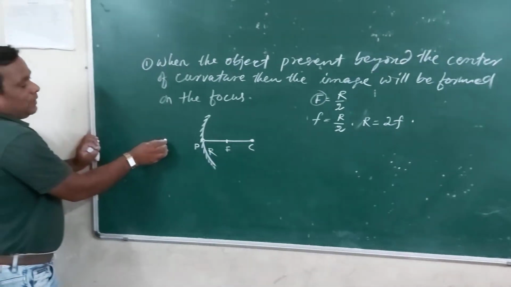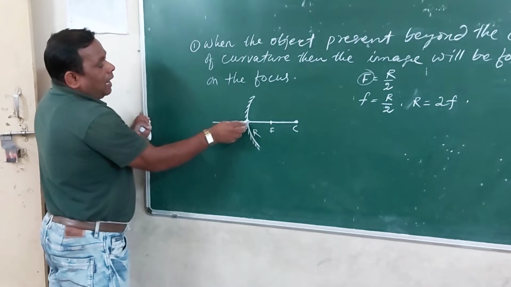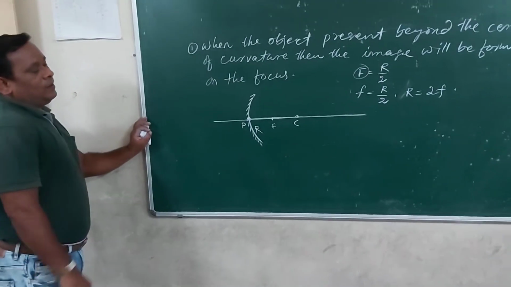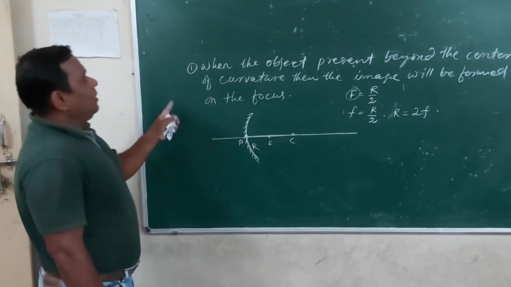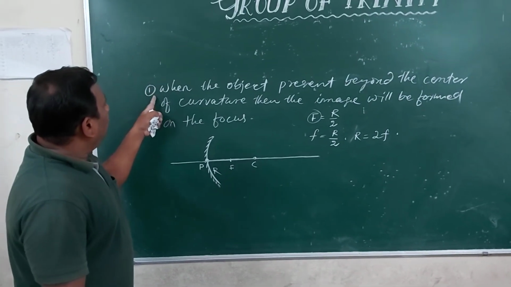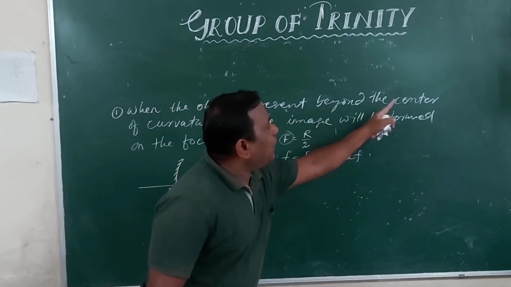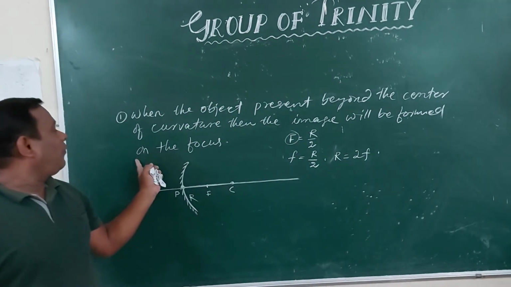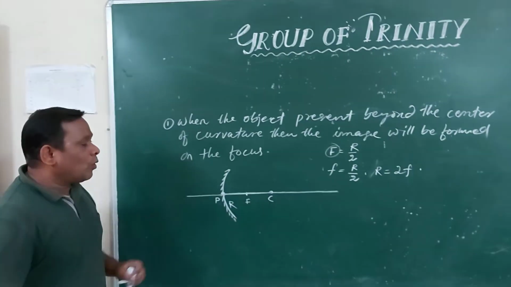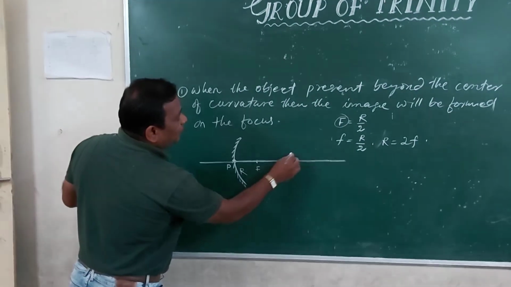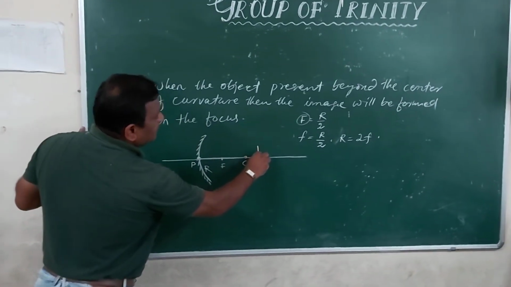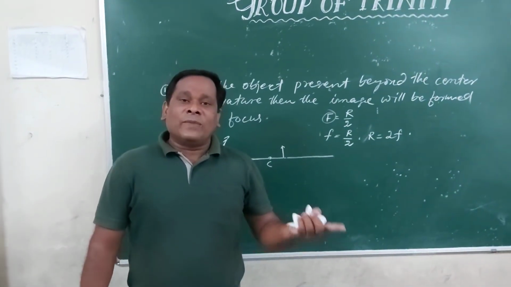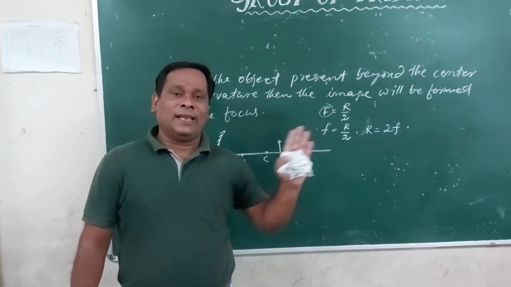The line which passes through the pole and the center of curvature is called the principal axis. What is called the principal axis? What is the first point? Point 1: when the object is present beyond the center of curvature, then the image will be formed on the focus. Beyond the center of curvature, and another thing you remember, beyond the center of curvature means this is infinity, right? We can say that it is infinity.